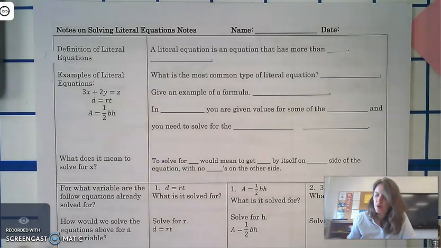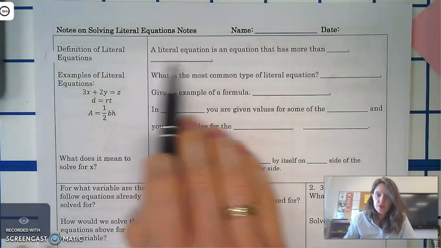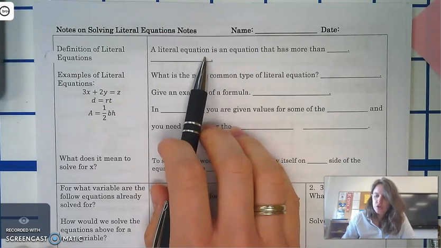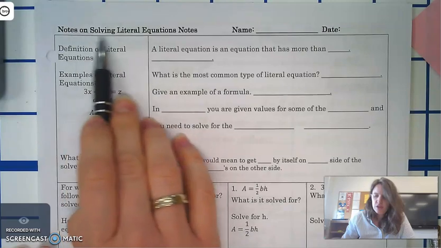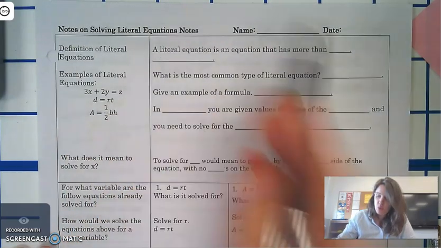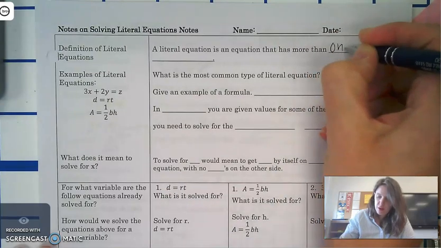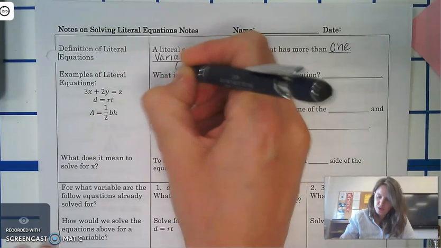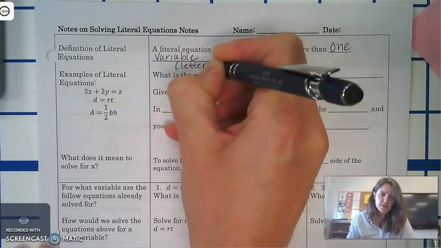All right, guys, so I'm going to go over the notes again for those who missed it for literal equations. So we're going to do notes on solving literal equations. A literal equation is an equation that has more than one variable. And if you remember, variables just mean your letters, so like x, y, z.